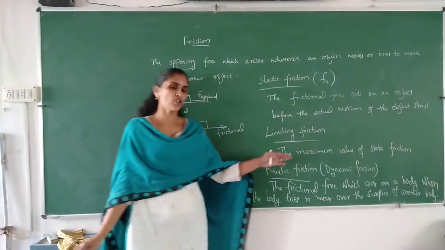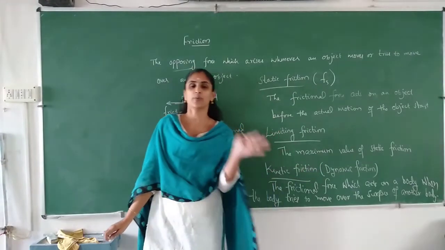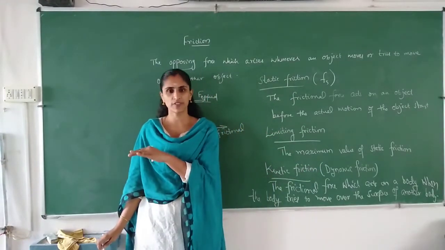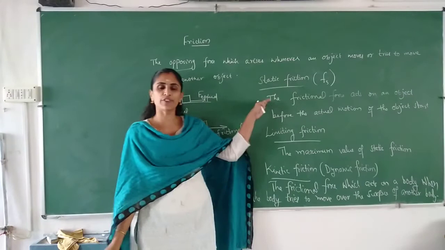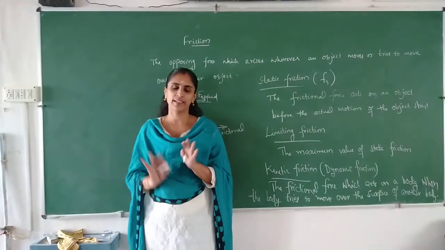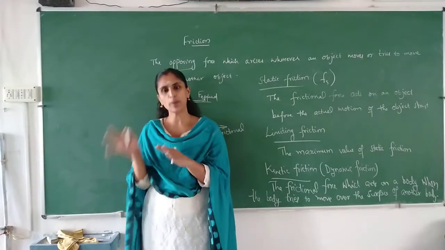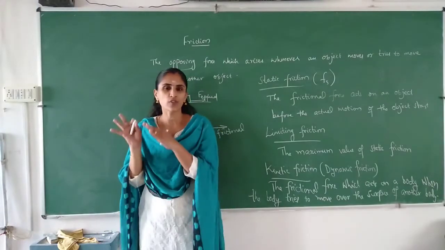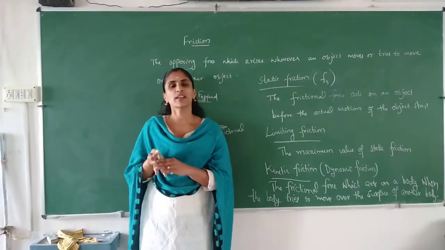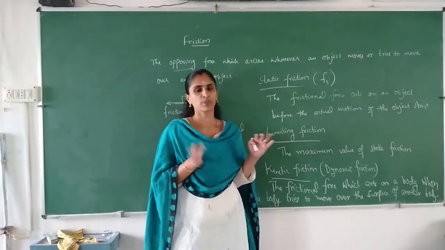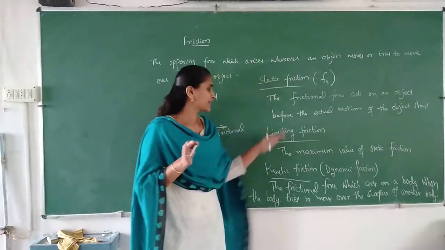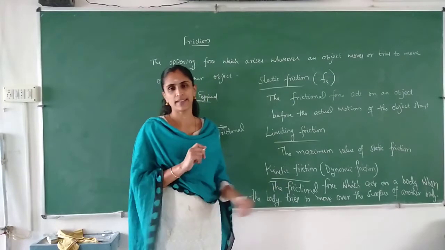So the frictional force which acts on an object when the object actually moves over the surface of another body. And here static friction means it is not moving, it is at rest also. In that case also, even though frictional force is acting, even though applied force is there, that applied force is not sufficient to overcome the frictional force. Okay, is it clear? So this is about static friction, limiting friction and kinetic friction.